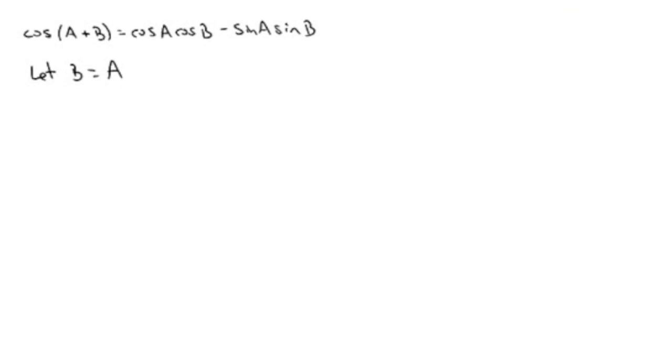So is that what this is doing? This one is letting b be exactly the same as a. So when I rewrite it, it becomes cosine of 2a, a plus a. And then that's going to become cosine a times cosine a, which is cosine squared a, minus sine a sine a, which is sine squared a.